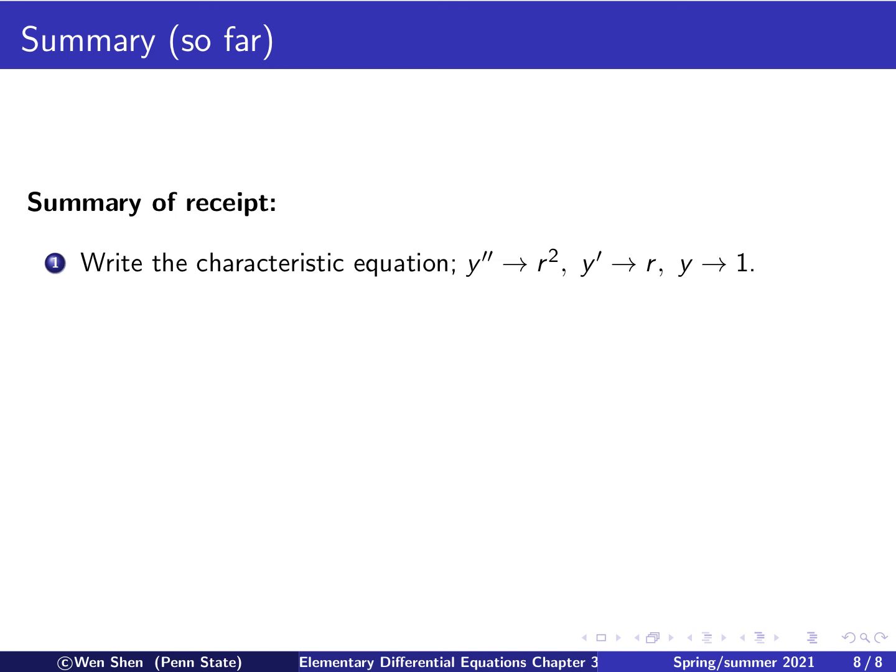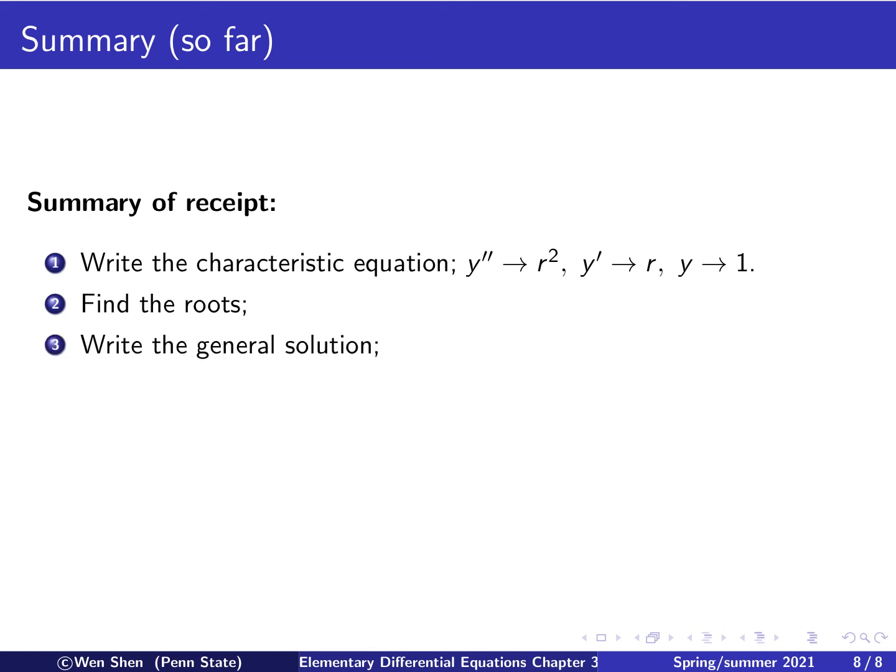Okay, so let's do a summary of what we have learned so far. The summary, kind of a recipe. Okay, so first step is to write the characteristic equation. And the trick is replacing y double prime with r squared, y prime with r, and y with 1. And then we solve this quadratic polynomial. We find the roots.